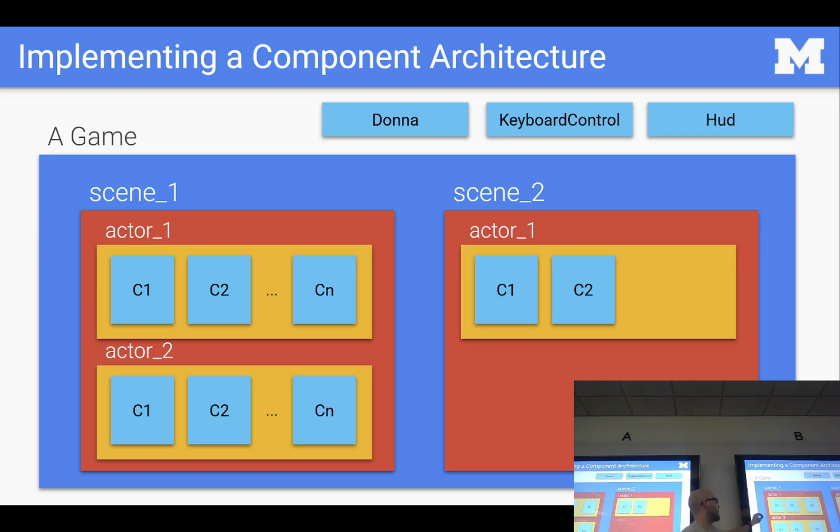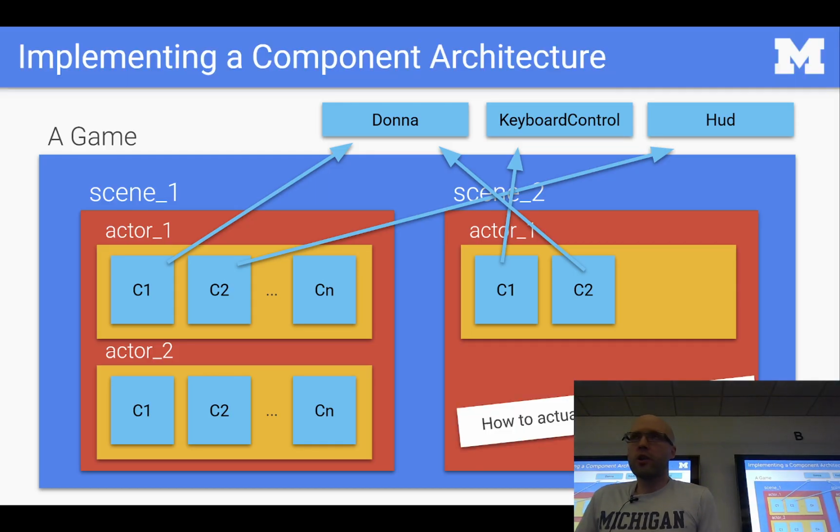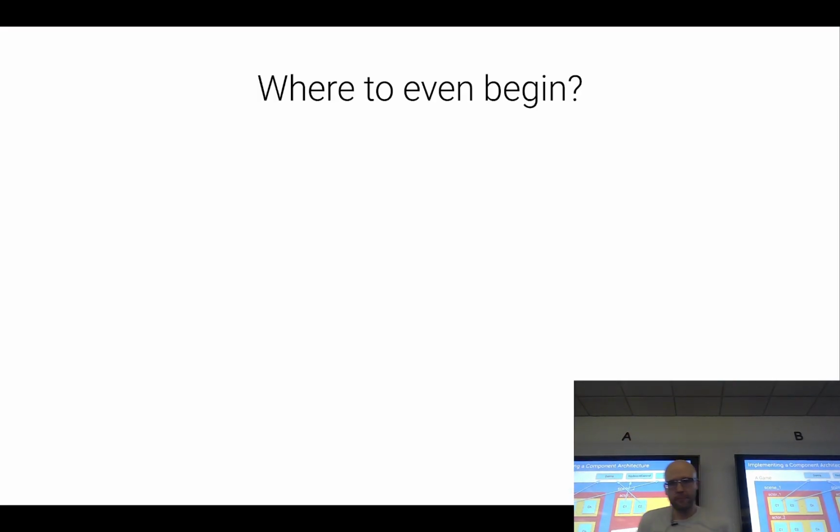Each of these components, each of these tables that are inside of our actors, use inheritance to get their type, okay? So C1 might inherit from the Donna component. C2 might inherit from HUD, okay? These over here might inherit from Donna and keyboard controls. This actor 1 is probably the character we're moving around, all right? Okay, so a question on your mind is, this is great. You hopefully conceptually understand how this is all set up. But how on earth do we implement this in C++, in our actual code base, okay?